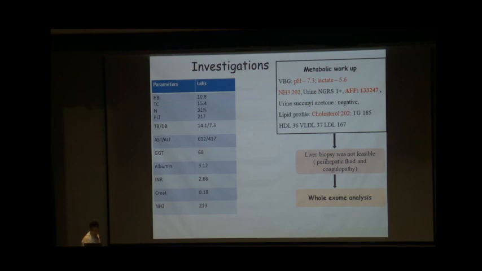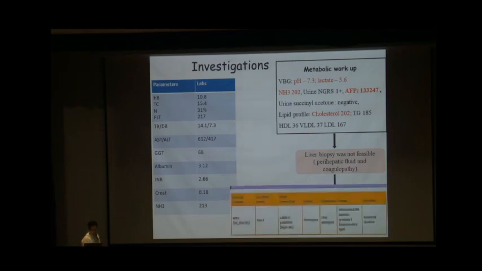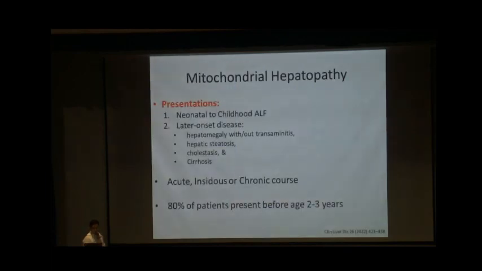We did a whole exome sequencing, which came up later after the child expired, actually came out to be MPV17. That is one of the mitochondrial depletion syndromes. So just wanted to highlight that they may present in the early infancy, but you may not find any typical features that you can document that these are mitochondrial disorders. So I'll go one by one.